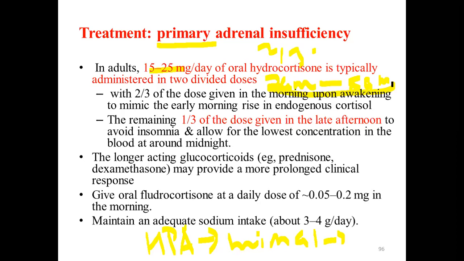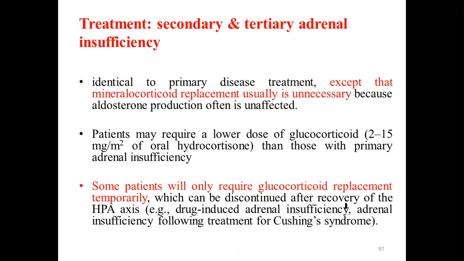Long-acting glucocorticoids can be considered, but the major issue here is they might not have mineralocorticoid activity. But they can be used in some ways. Hydrocortisone is the most commonly used. Then oral fludrocortisone daily dose might be required in case of primary adrenal insufficiency. Maintaining adequate sodium intake is also very important, because in primary adrenal insufficiency, even hyponatremia is a common finding, so you have to give an adequate amount of intake. That is usually the recommended approach.